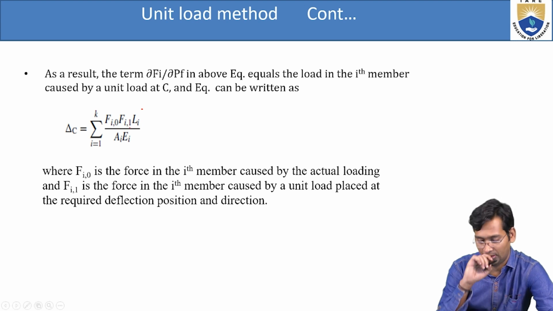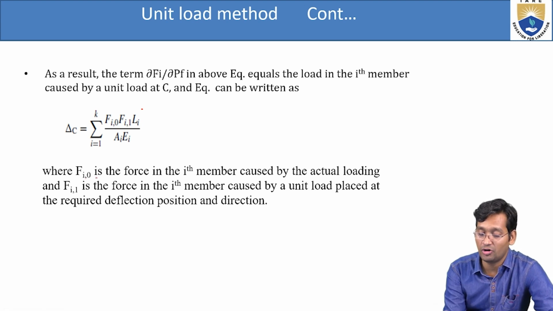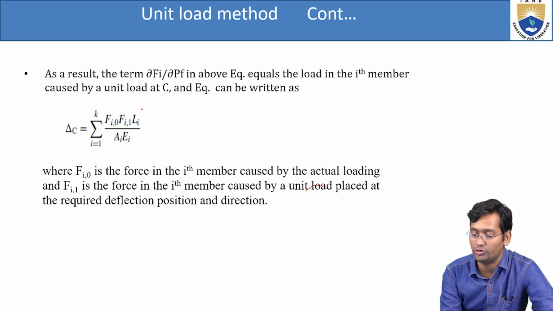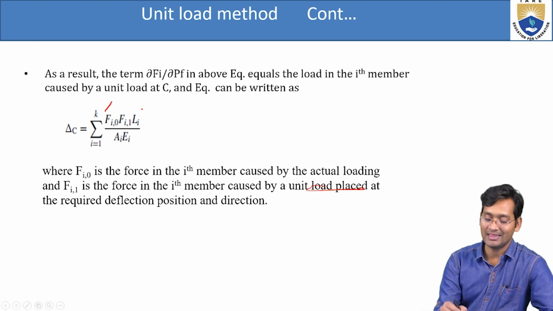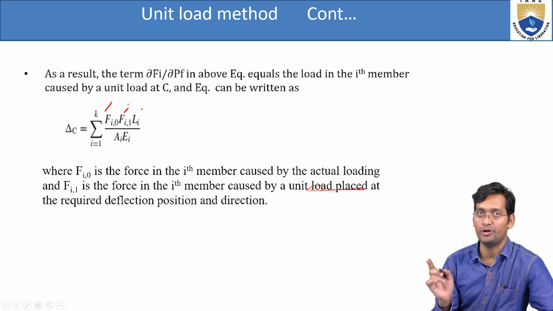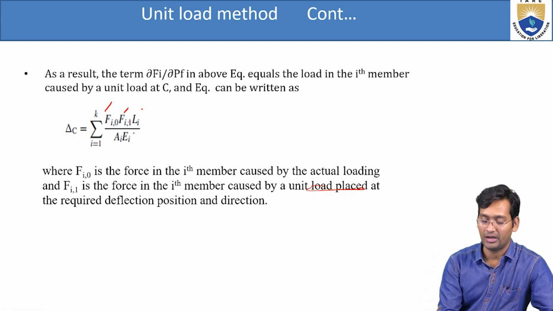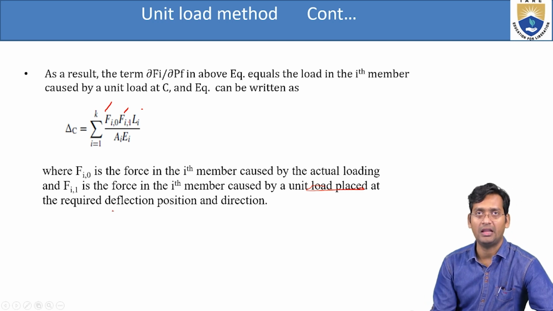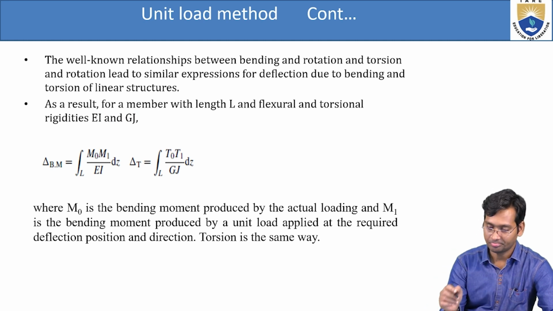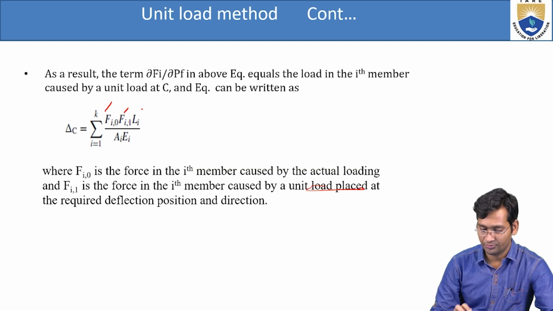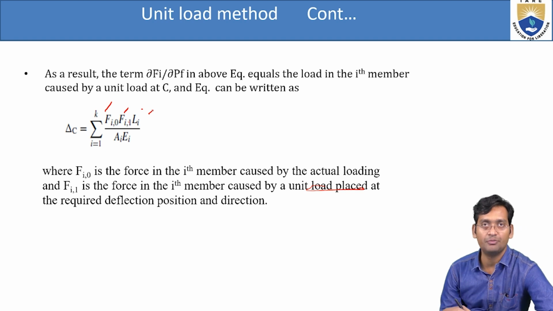So Fi1, where Fi0 is the force in the ith member caused by the actual loading, and Fi1 is the force in the ith member caused by a unit load placed. So this is the actual load acting in that member, and this is what we applied instead of the fixed load, that is the unit load method. So the unit load is placed at the required deflection position and direction. By this we can find the deflection. That is in terms of force. Now we will see it in terms of moment.